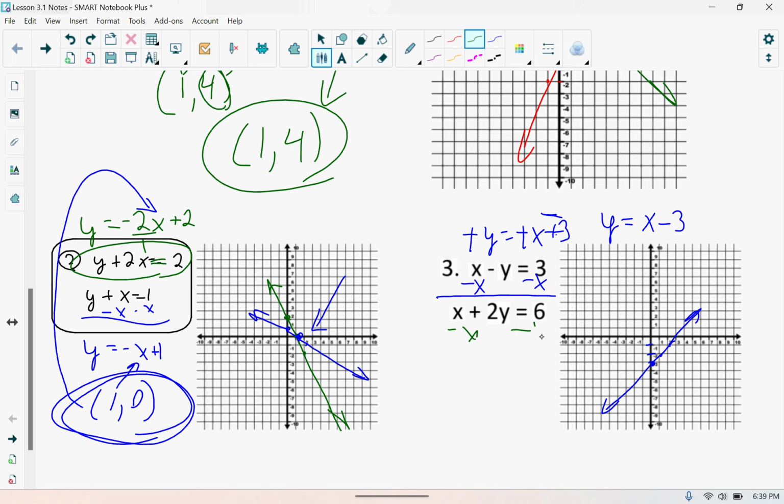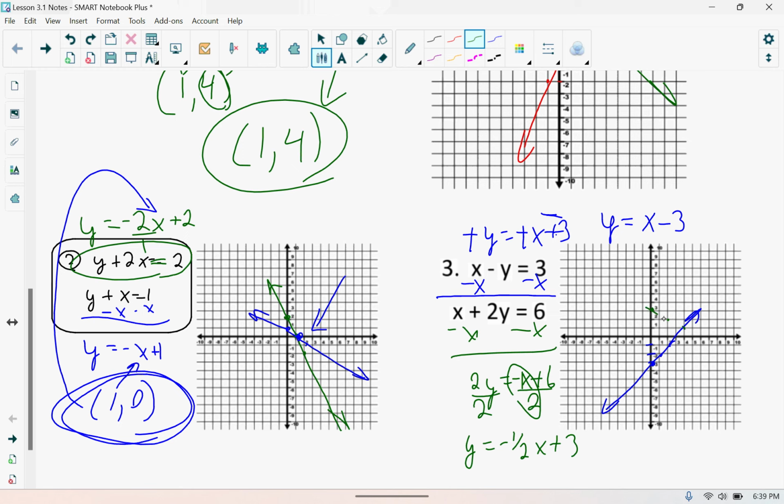So I'm going to subtract x. I get 2y is equal to -x plus 6. Divide by 2. And I get y is equal to -1/2, because we're going to put a 1 there, -1/2 x plus 3. I'm going to go up 3 and go down 1. It's negative. So down 1 over 2.